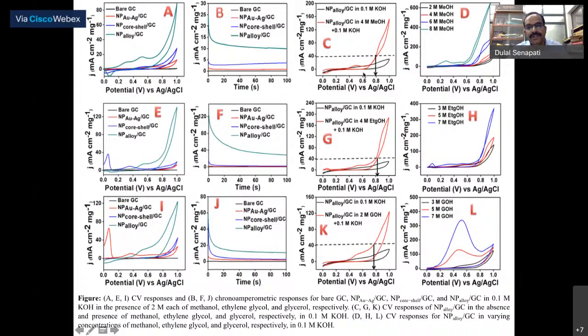Similarly, for the fuel cell applications you can see this is for methanol, this is for ethanol, and this is for another alcohol. You can see the different activity it shows, and also by increasing the concentration of methanol, ethanol, and ethylene glycol, we can see different fuel cell responses.